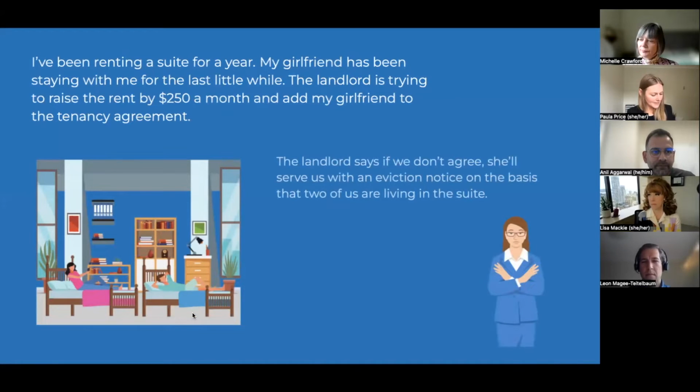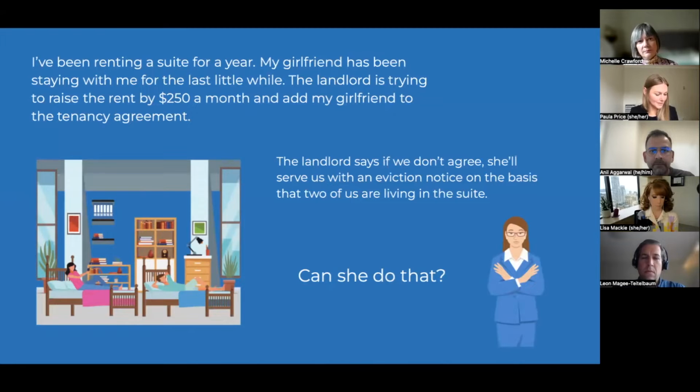I've been renting a suite for a year. My girlfriend has been staying with me for the last little while. The landlord is trying to raise the rent by $250 a month to add my girlfriend to the tenancy agreement. The landlord says if we don't agree, she'll serve us with an eviction notice on the basis that two of us are living in the suite. Can she do that?